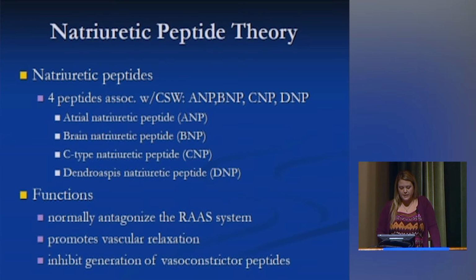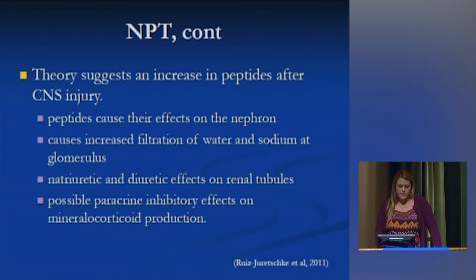The natriuretic peptide theory is something that I probably wouldn't really think about because we don't routinely check these peptides in our patients if we're thinking they have cerebral salt wasting, but it was identified that there's an increase in these peptides, particularly ANP and BNP, in these neuro patients. They normally antagonize the renin-angiotensin-aldosterone system, promote vascular relaxation, and inhibit generation of vasoconstrictor peptides. So the theory suggests an increase in peptides after CNS injury.